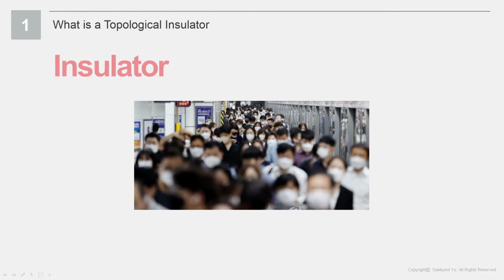In this figure, let's think of the person as an electron. There is a pool of persons in a subway, and they cannot move. Like this, a material that is filled with persons is called an insulator.